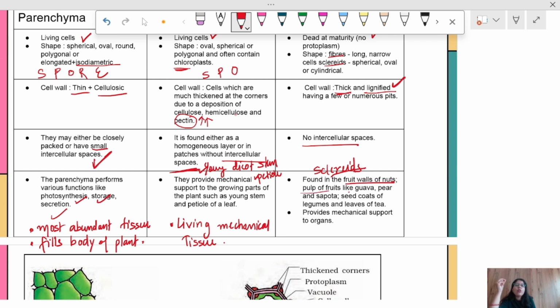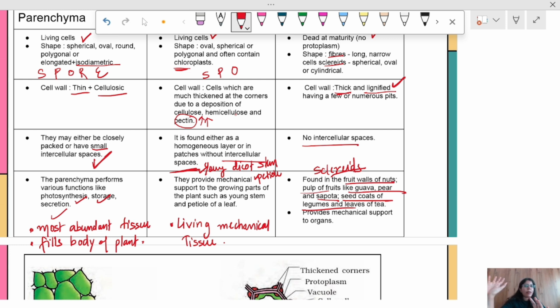In the pulp of fruits like guava, pear and sapota. Think about sapota, guava and pear. When you eat them, you have some gritty texture in your mouth, right? Because of those lignin containing lignified dead cells. Even in the seed coats of legumes, okay? You have seen pea pod.